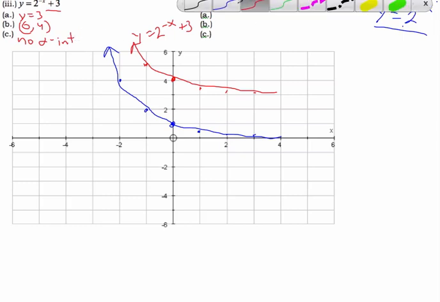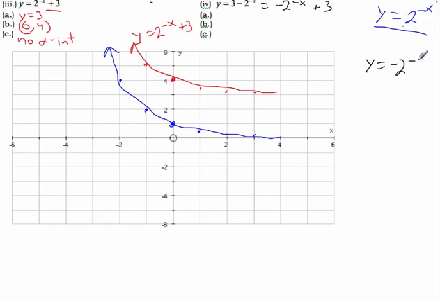Okay, so next graph here we're going to look at this function, which we can rename negative 2 to the power of negative x plus 3. So I'm going to graph actually y equals negative 2 to the power of negative x first. So you see the blue function here is y equals 2 to the power of negative x. So we already have that graph there. We're just going to reflect it now on the x-axis, right?